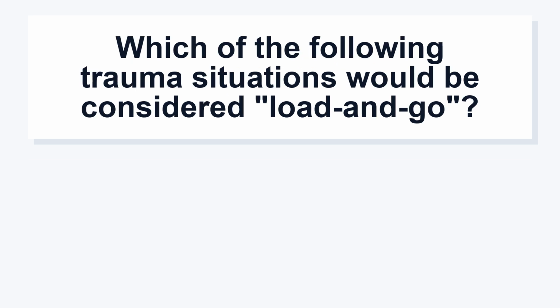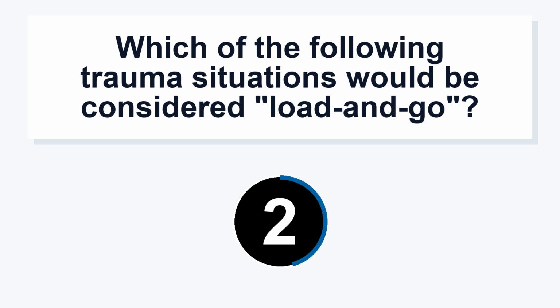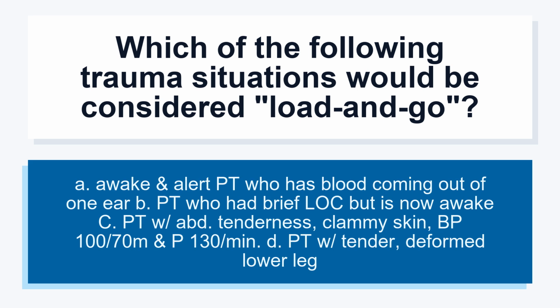Which of the following trauma situations would be considered load and go? A. Awake and alert patient who has blood coming out of one ear. B. Patient who had brief loss of consciousness but is now awake. C. Patient with abdominal tenderness, clammy skin, BP 100/70 and pulse 130/min. D. Patient with tender, deformed lower leg.